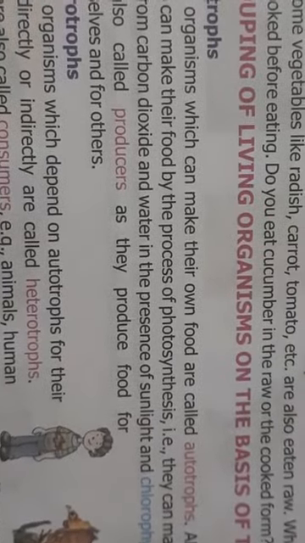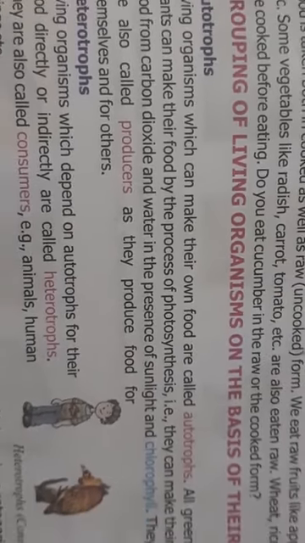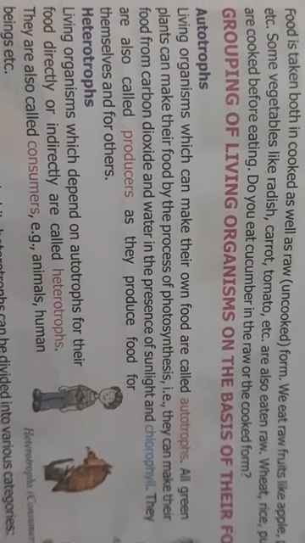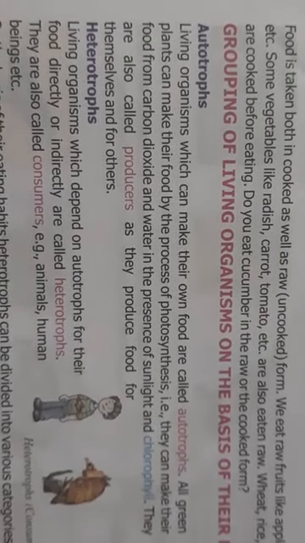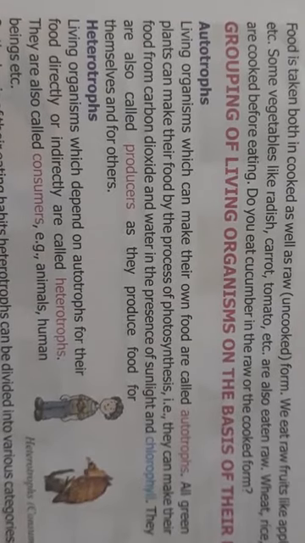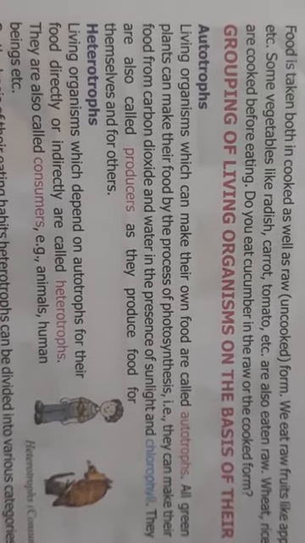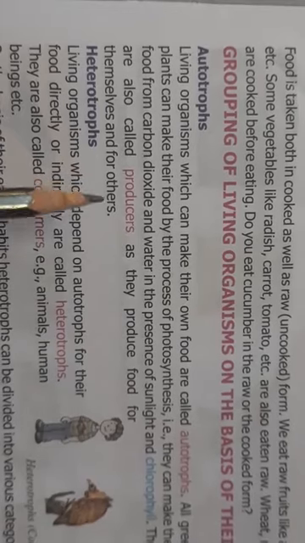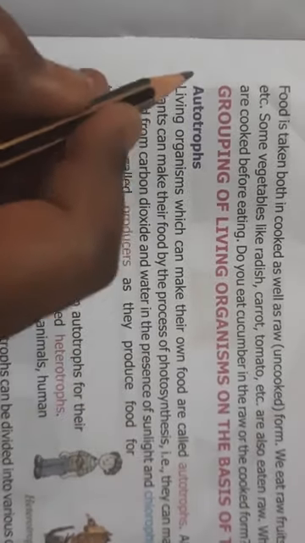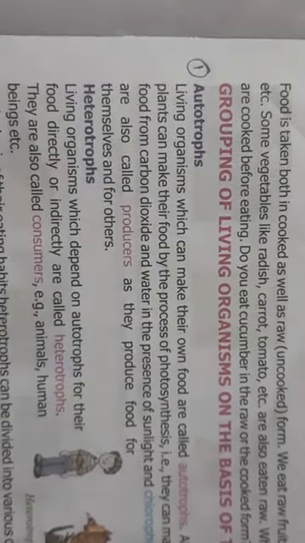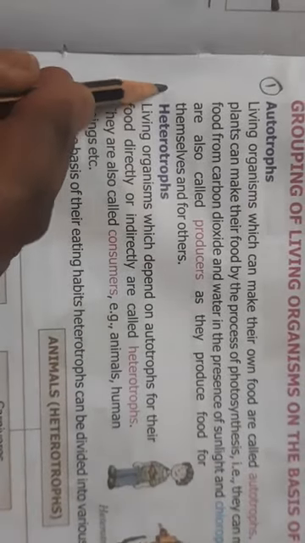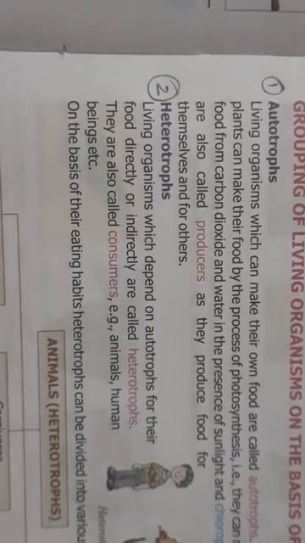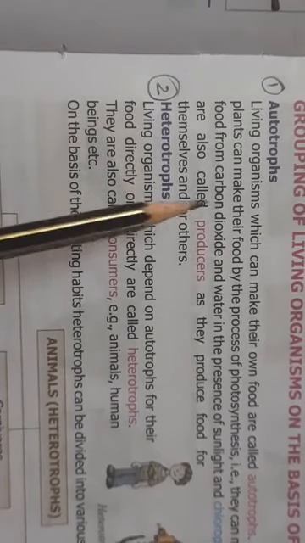Now we come to the grouping of living organisms, on the basis of their food habits. According to their food habits, we will see how the animals are grouped. The animals are grouped into autotrophs, the first group, then the second group, the heterotrophs. Clear, children? Autotrophs and heterotrophs.